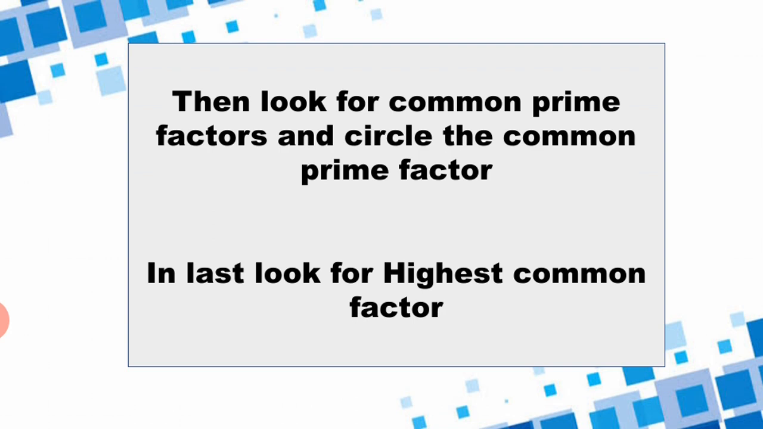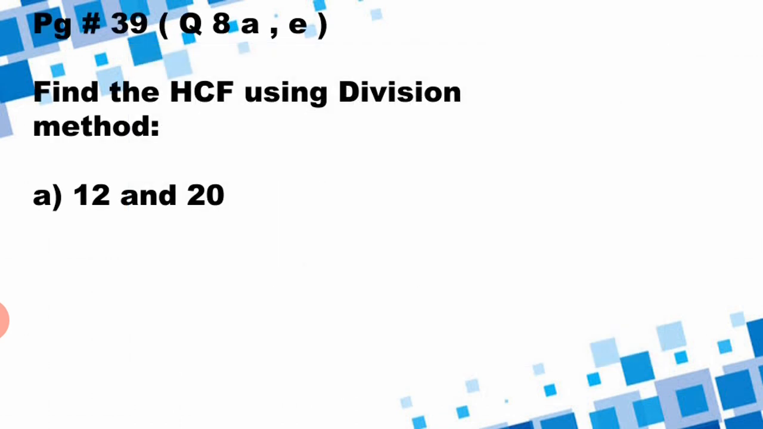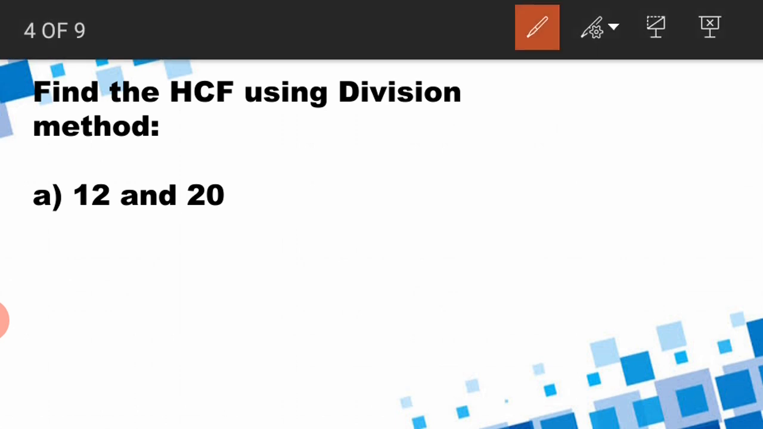Now class, we are going to start our copy work. Take out your copies, mark date and day, draw margin lines. In class, it is page number 39, question number 8, part A and E. I am going to solve part A. Find the HCF using division method, and part A is 12 and 20. Now class, let's start. We have to first look for the smallest prime number, and the focus is on prime number. The number should be prime.